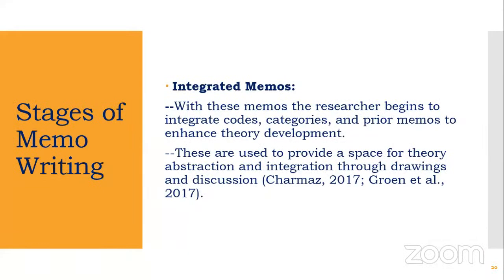So integrated memos. With these memos, the researcher begins to integrate codes, categories, and prior memos to enhance the theory development. These are used to provide a space for theory abstraction and integration through drawings and discussions. So finally, when your memos are all written, you can be integrating all the different types of memos together to enhance the theory development process. Okay, and this helps in the abstraction and integration of the theory by drawing and discussing the associations between these different memos together.